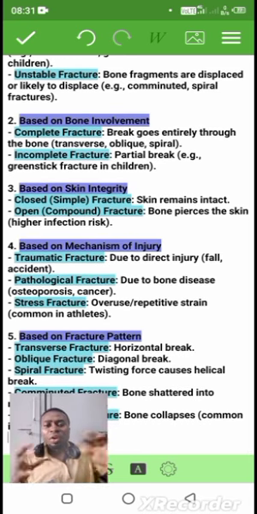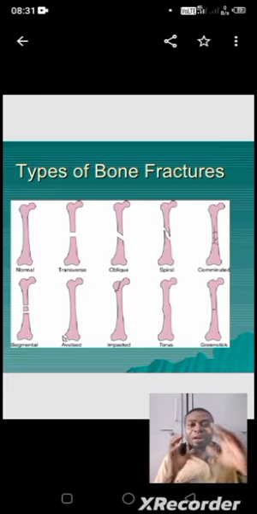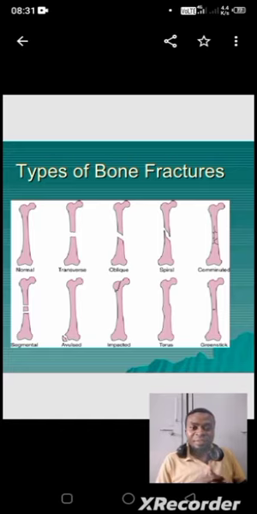Now, based on the fracture pattern, allow me to explain from the picture which will be displayed on the screen. These are the types based on the fragments. There is a normal one, which you can see here is not displaced. There is a transverse one, where the fracture fragments are in a transverse shape. There is the oblique one, where you can see the forces that have caused the fracture to be in an oblique position.